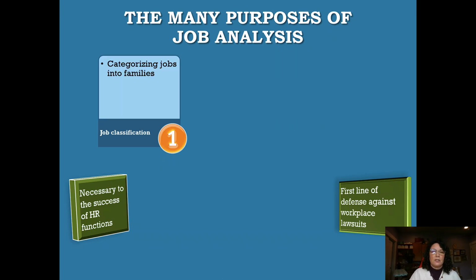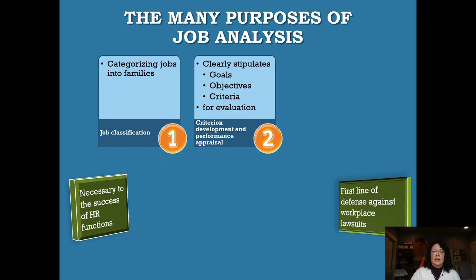So job classification, criterion development and performance appraisal. We want to make sure that we have clear stipulations about the goals, the objectives, and the criteria for evaluating employees in these jobs. A lot of times people think HR are just rule followers who are trying to make you jump through hoops, but they're trying to protect the organization from lawsuits. They're trying to make sure that employees are not being taken advantage of, things like that.